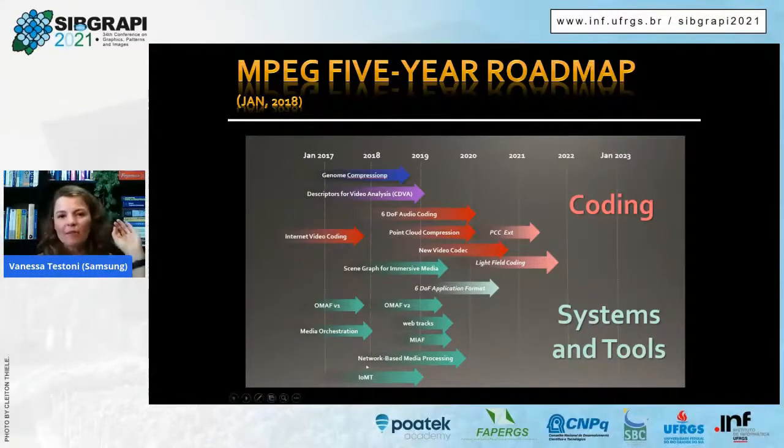So this is the roadmap that I saw when I joined MPEG back in 2018. And you can see that some things were already here. For instance, here you have the new video codec. It didn't have a name yet. This now is the VVC. So everything that they had planned here, light field coding, PCC was already here, 6DOF application format, genome compression, 6DOF audio coding. So if you had access to this roadmap back then, you would see, for instance, that we would not have any device related with point clouds before 2021, because the standard would not be ready yet.